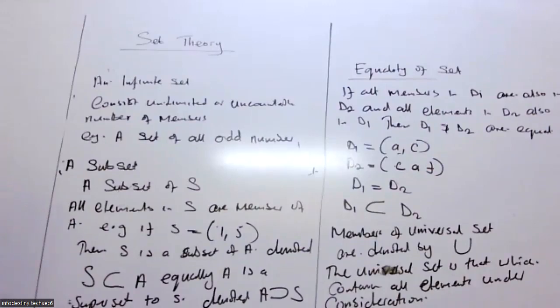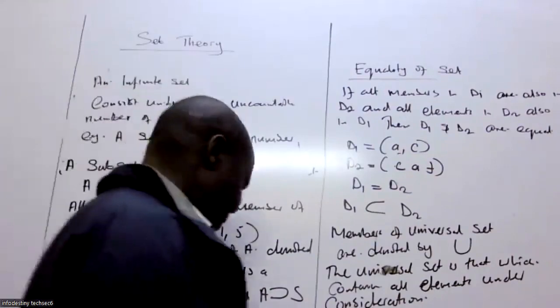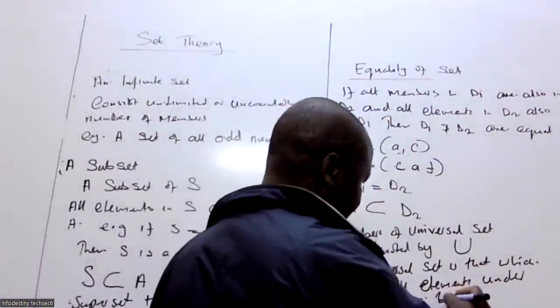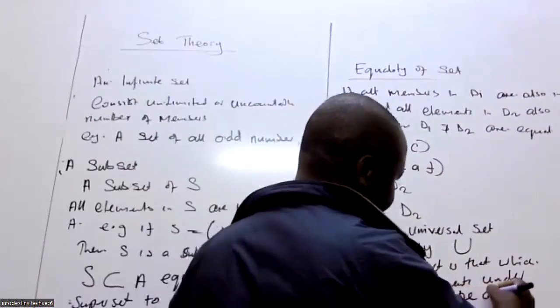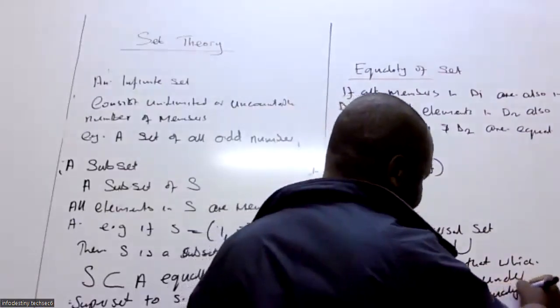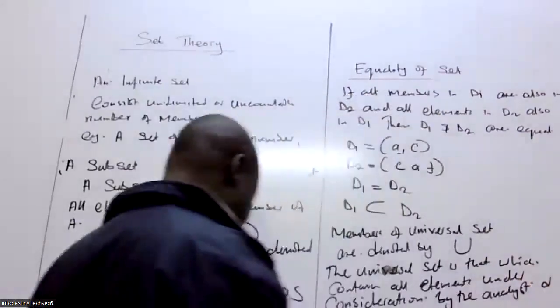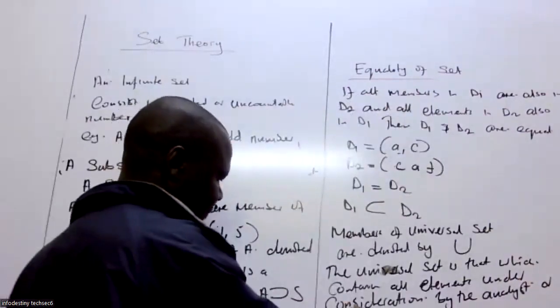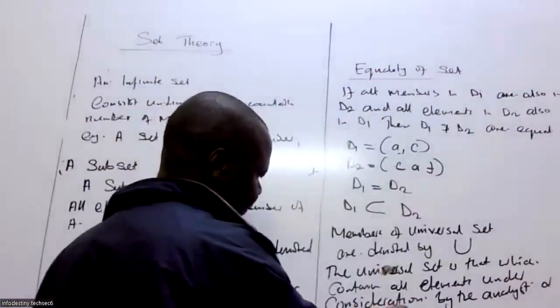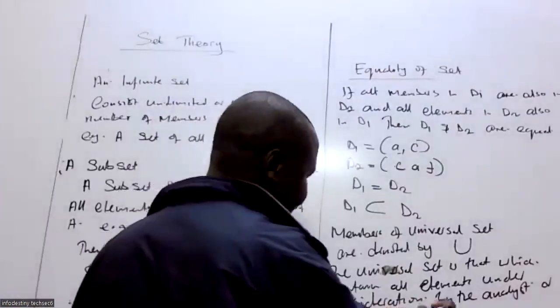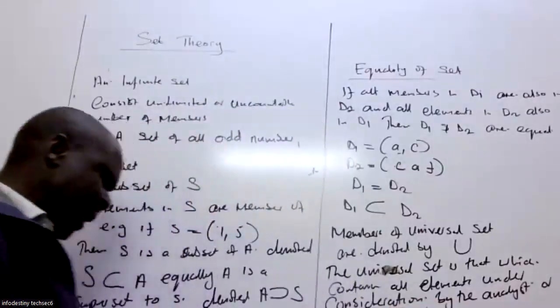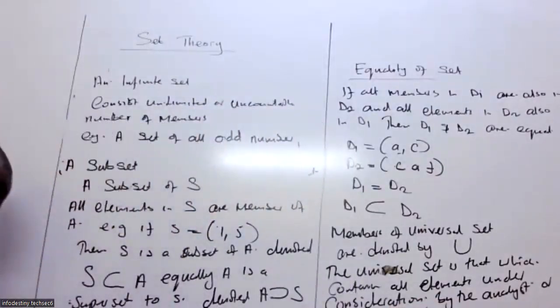So you continue by saying, the analyst or the researcher. Those are the elements which you are trying to consider for us to come up with the result, or what you are trying to investigate.